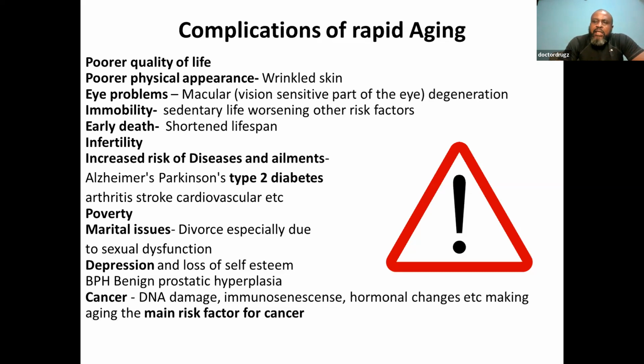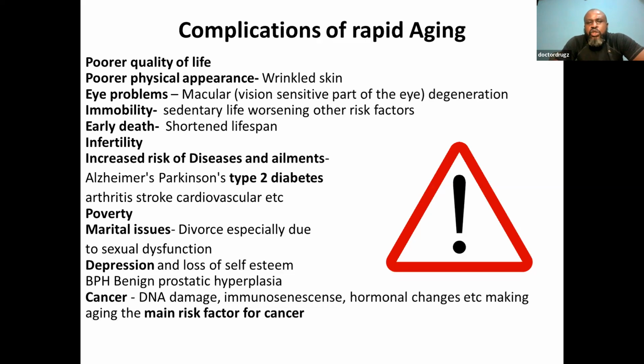Now, infertility, as earlier mentioned, because damaged DNA leads to production of damaged egg and sperm cells, which lead to infertility. There's increased risk of disease and ailments. Type 2 diabetes is one of them. Actually, poverty is one of the complications of aging, because people become unable to go and work and earn a living to fend for themselves.